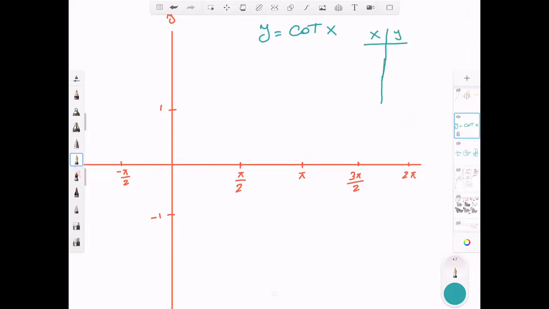If x is 0, what is cotangent of 0? Give me a second. Oh, you're using some device. Yeah, my notes. That's good. I want you to use it. Cotangent of 0 is infinity. It doesn't exist. That means there is an asymptote here. What about pi over 4? Cotangent of pi over 4 is 1. What about cotangent of pi half? 0. So it hits here.